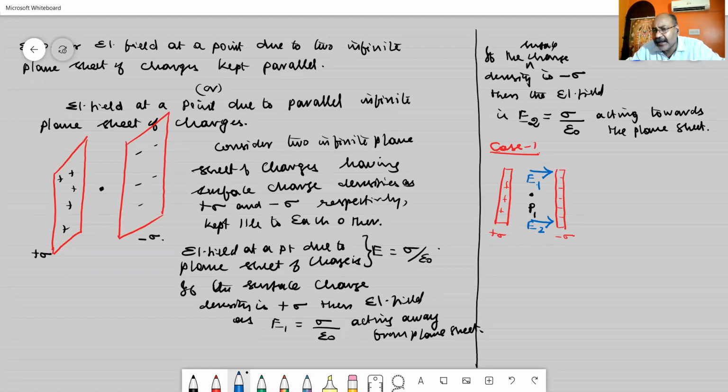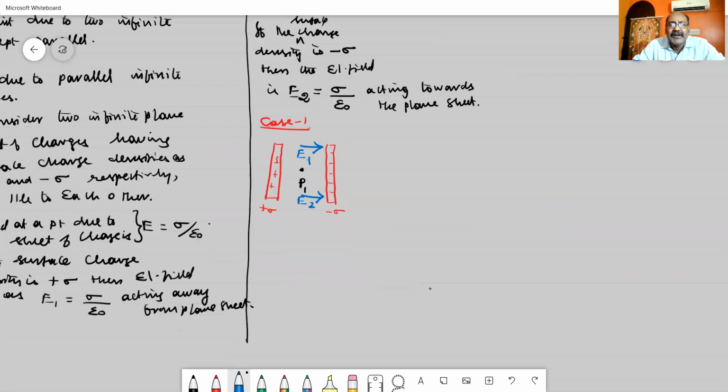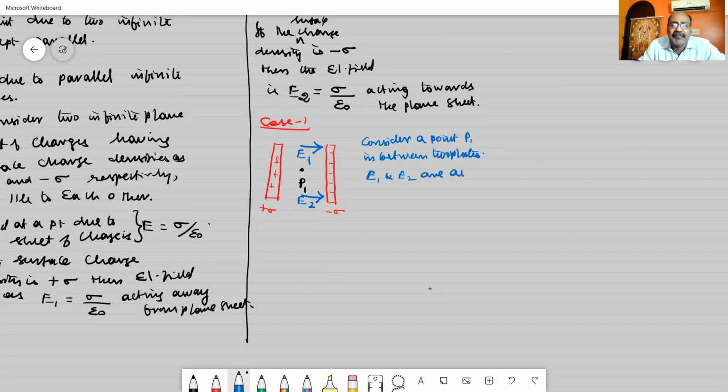See, the case 1 I explained. You consider a point P1. So let us take it like this. Consider a point P1 in between the two plates. See, E1 and E2 are acting along the same direction. The E1 vector and E2 vector are in the same direction.